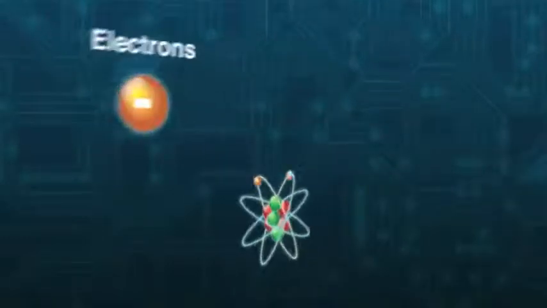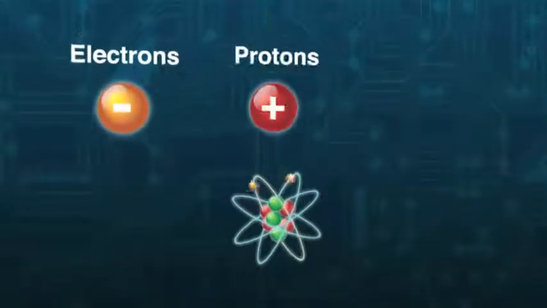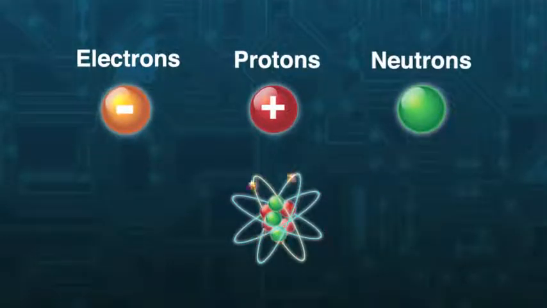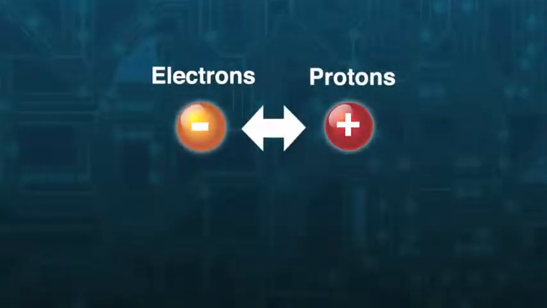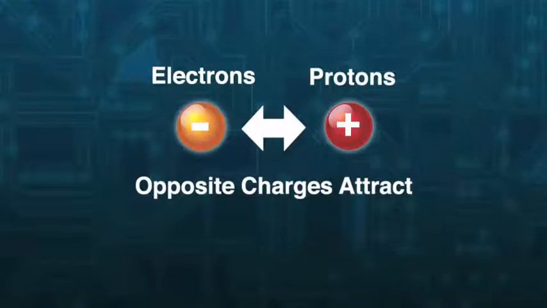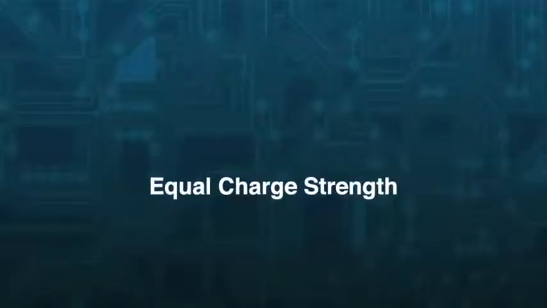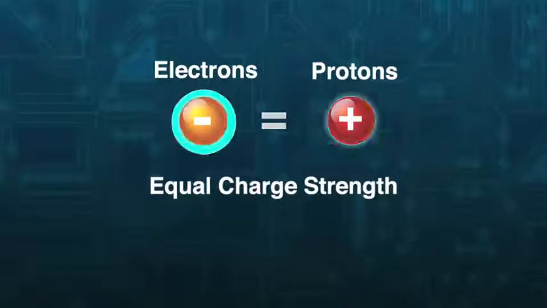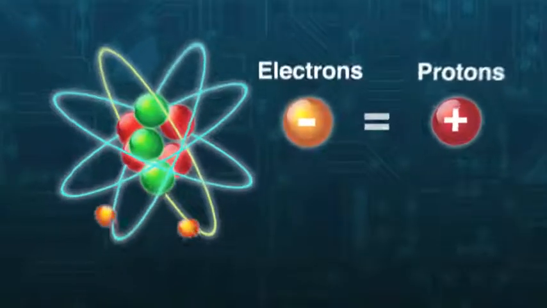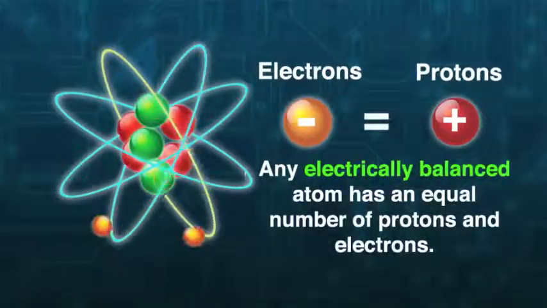Electrons have a negative charge, protons have a positive charge, and neutrons have no charge. Electrons and protons are attracted to each other because of their opposite charges, and they neutralize each other. The charge strength of one electron is equal to the charge strength of one proton. Any stable or electrically balanced atom has an equal number of protons and electrons.